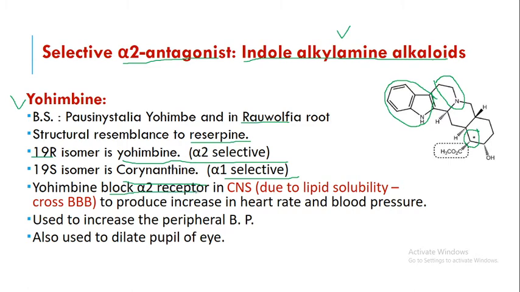Yohimbine blocks the alpha 2 receptor in the CNS because of its lipid solubility, crossing the BBB, and produces an increase in heart rate and blood pressure. It is used to increase peripheral blood pressure and also to dilate the pupil of the eye. It is basically an indole alkylamine derivative, and at the 19 position there is a chiral center. For one chiral center two isomers are there, the 19R isomer is called yohimbine, and the 19S isomer.